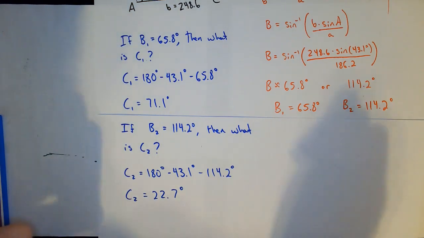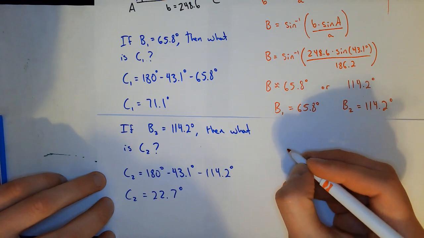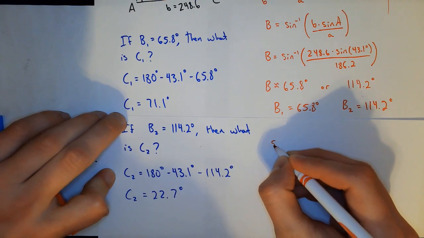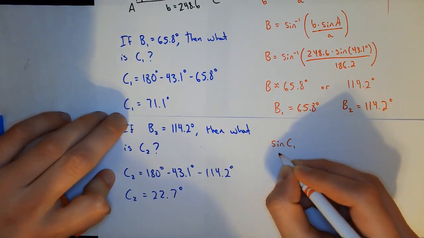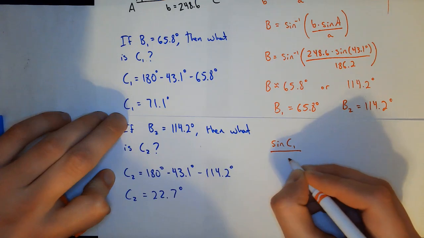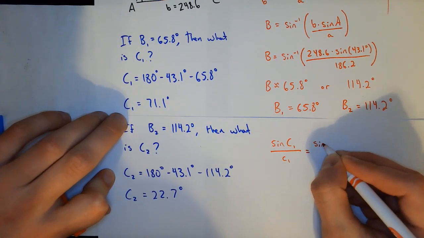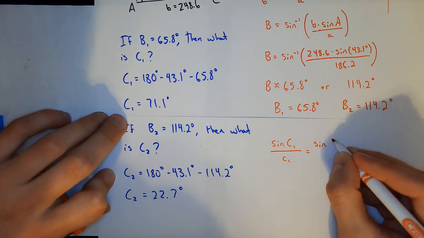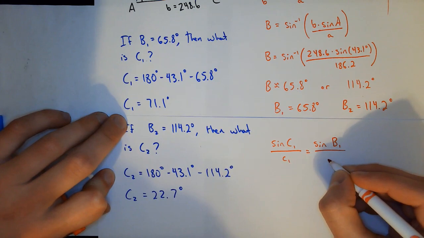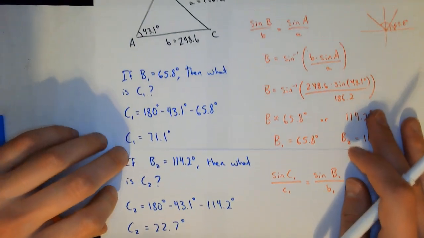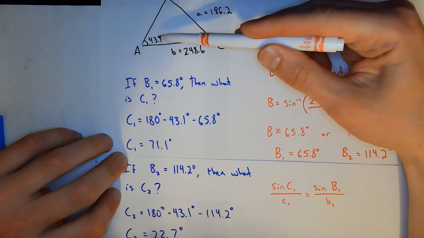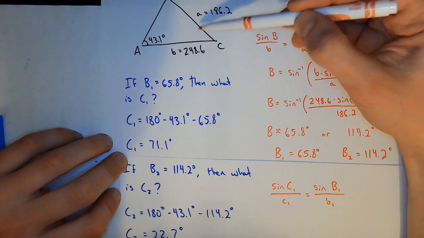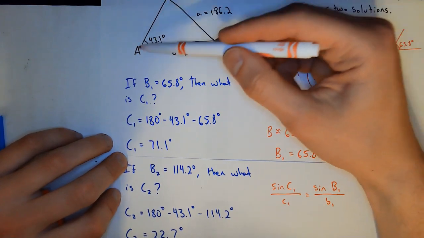So for little c1, we'll use capital C1. I'll say sine of C1 over little c1 is equal to sine of, what side there? I could use, it doesn't really matter, sine of B1 over little b1. All of the stuff that's given is not going to change: angle A, side B, side A. The only things that are changing are angle B, angle C, and side C.